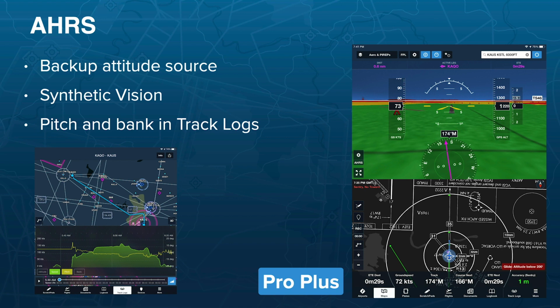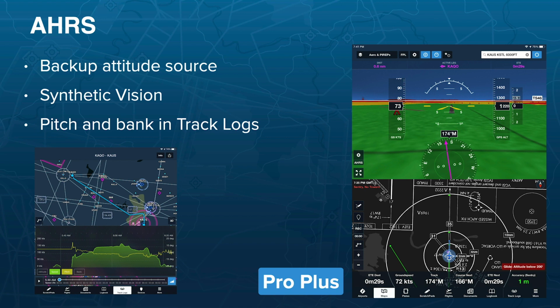Just want to state here, the screenshot on the right is of Synthetic Vision, which is available in our Pro Plus and above plans. And Synthetic Vision there is showing you can see the runway. If this was taken in a more mountainous area, you'd be able to see the terrain there. But you can see your ground speed and your GPS altitude, as well as your pitch and bank angle, which in this case, it looks like we're coming in for approach to land there.